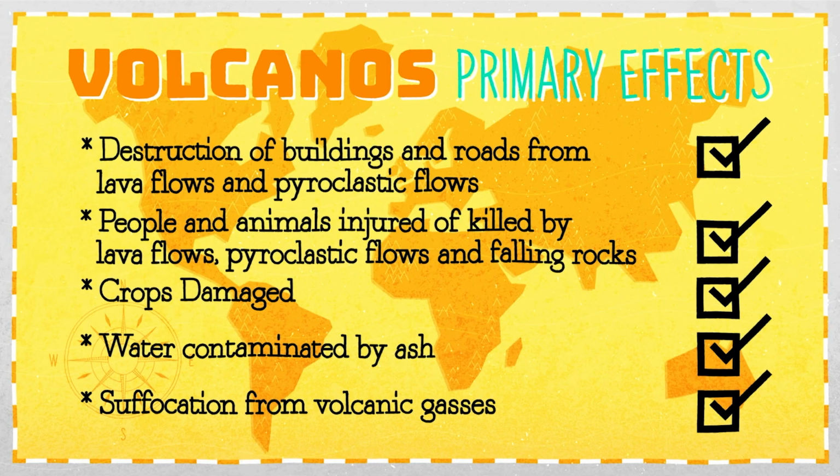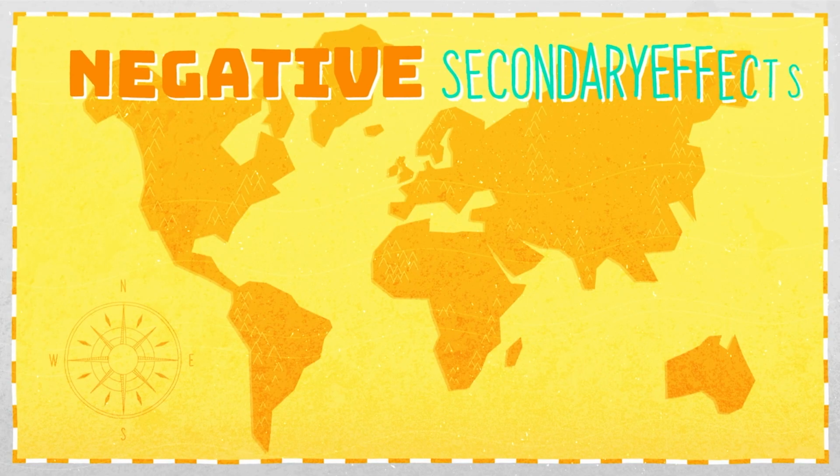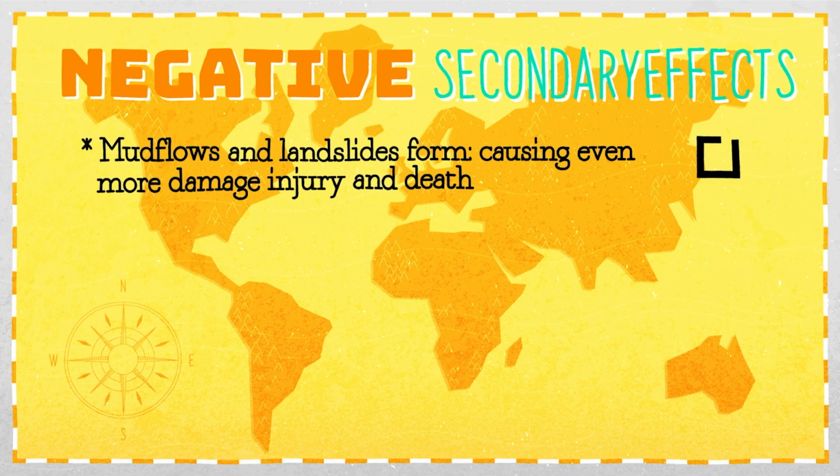Sounds pretty scary, right? Once the dust has settled, excuse the pun, the secondary effects are made evident. Mud flows, which are also known as lahars, form when volcanic material mixes with water. This water can come from either heavy rainfall or snowmelt. These mud flows and landslides can cause even more damage, injury, and death after the initial effects have already occurred.